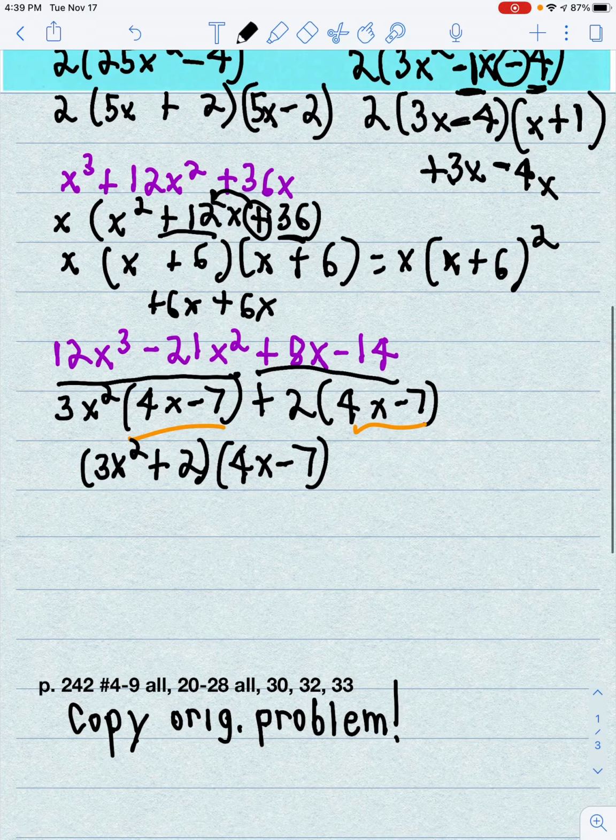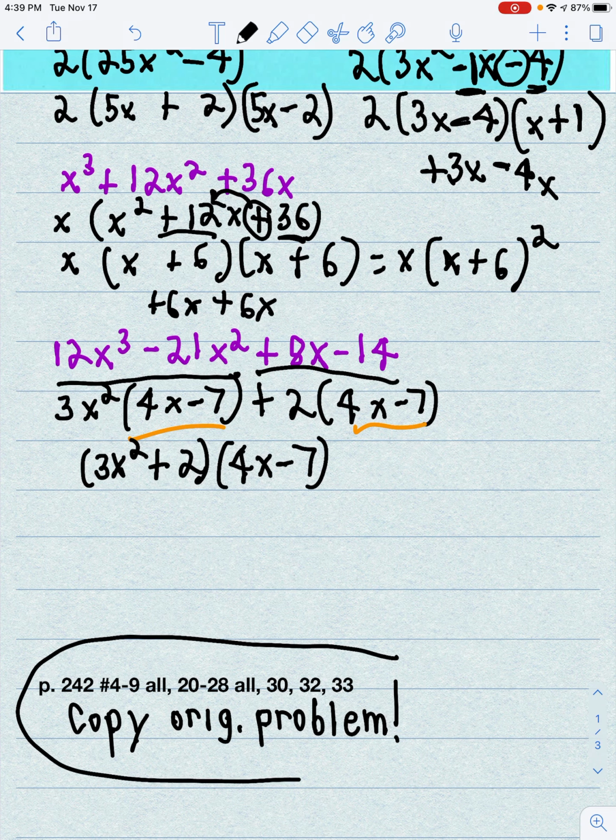All right, that was a lot, but factoring can be tough unless you understand those basic principles. This assignment is posted on Canvas, but page 242, 4 to 9 all, 20 to 28 all, 30, 32, and 33. You are to copy the original problem and then show your factors. It doesn't take a lot of room, but that's how I want you to do it, so I can show you when you've gone wrong.